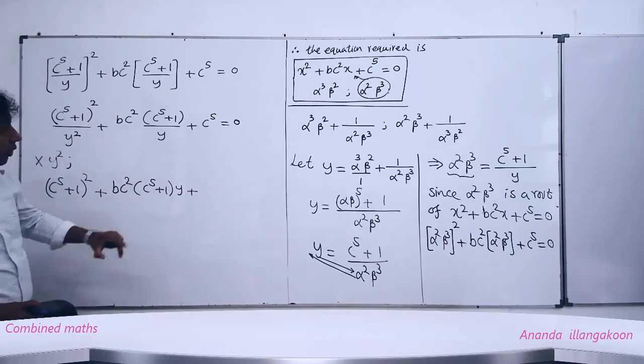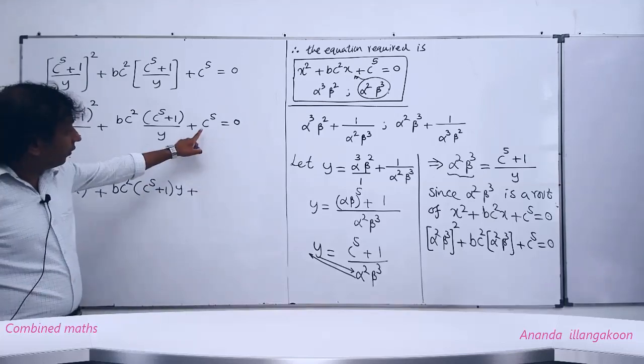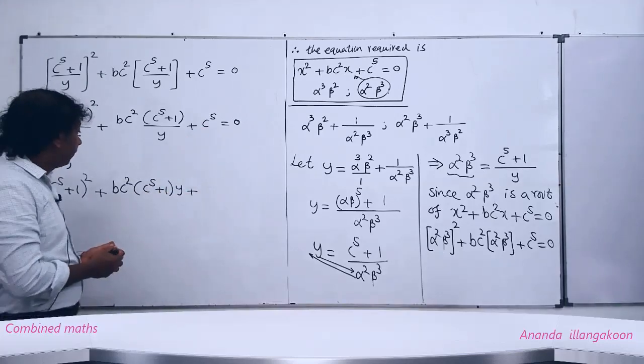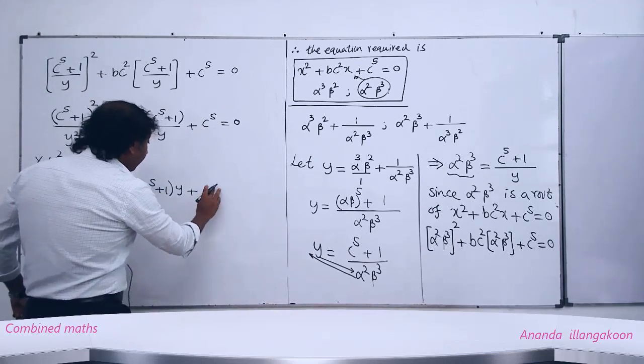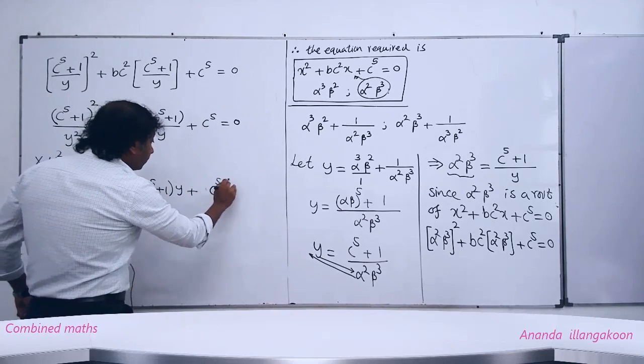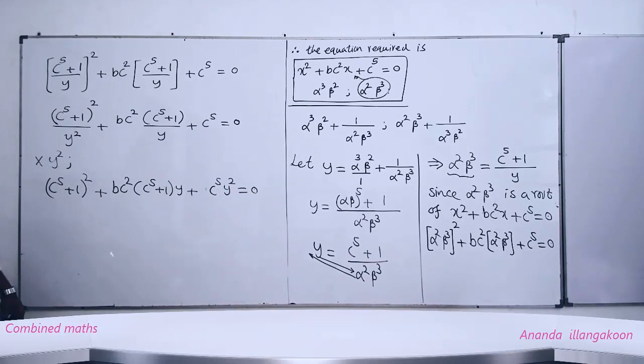Right now, people, when we multiply this by y squared, what do we get? We get c to the power 5 times y squared equals 0. Then write in for this y simply x, and we can write the required quadratic equation.